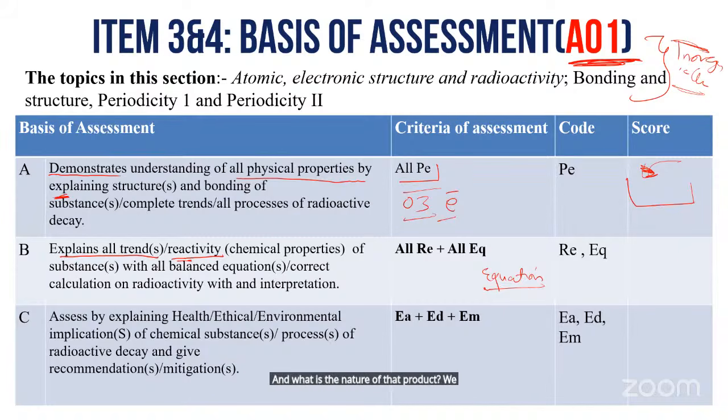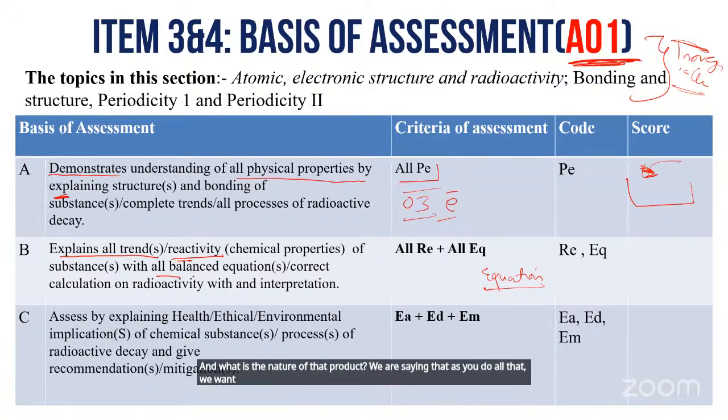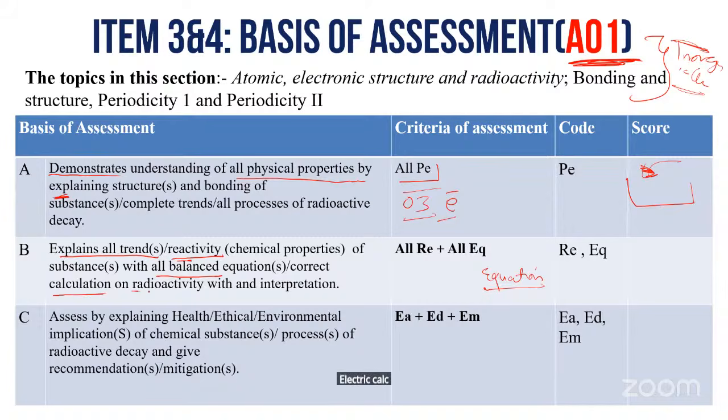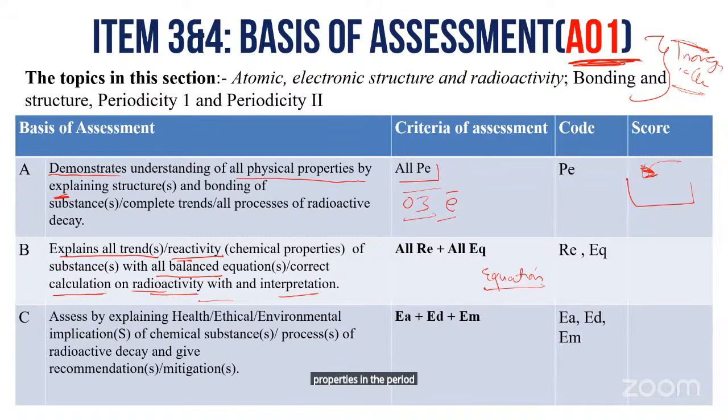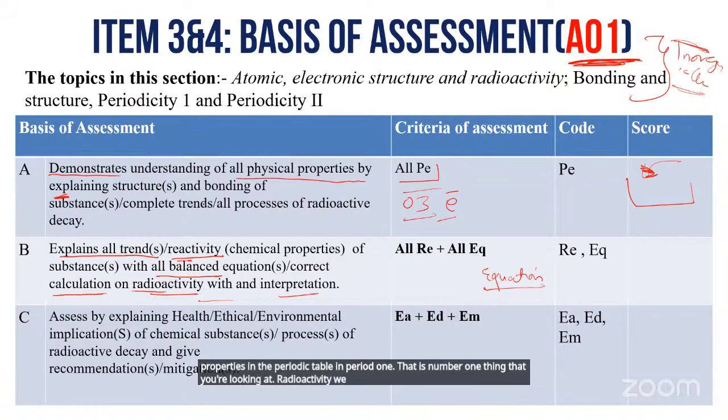We are saying that as you do all that, we want to see a balanced equation, a correct calculation on radioactivity with interpretation. Now, here you are talking about radioactivity, but also don't forget that in here we have the balanced equation. When writing any equation, you call in periodicity 1 and periodicity 2, we have equation when you're looking at the variation in the properties in the periodic table in periodicity 1. That is number 1 thing that you're looking at. Radioactivity, we have already covered it in senior 5.